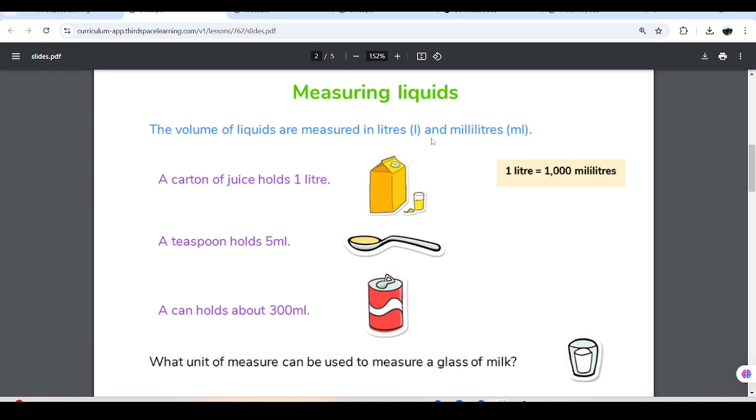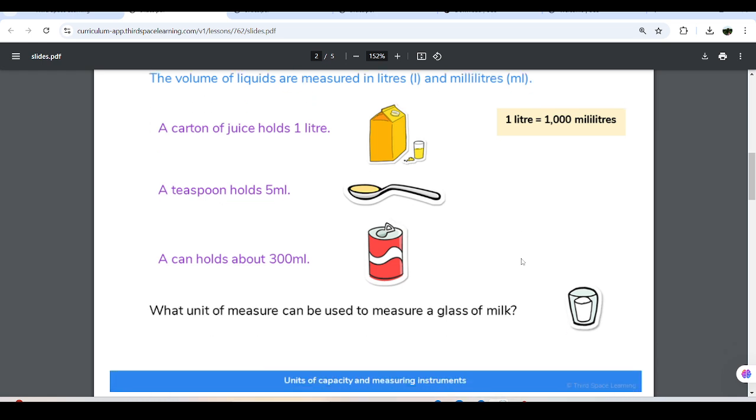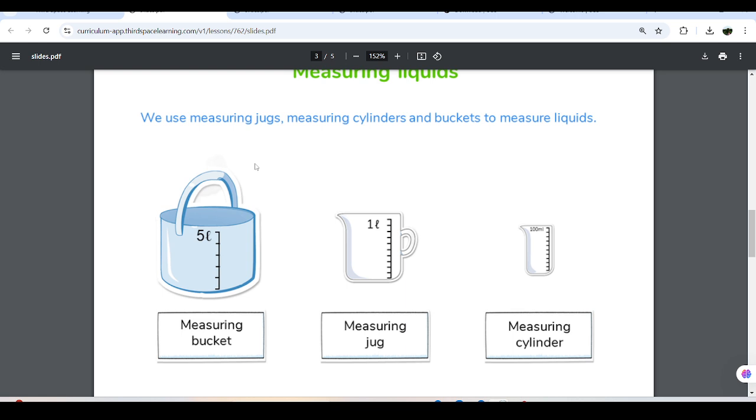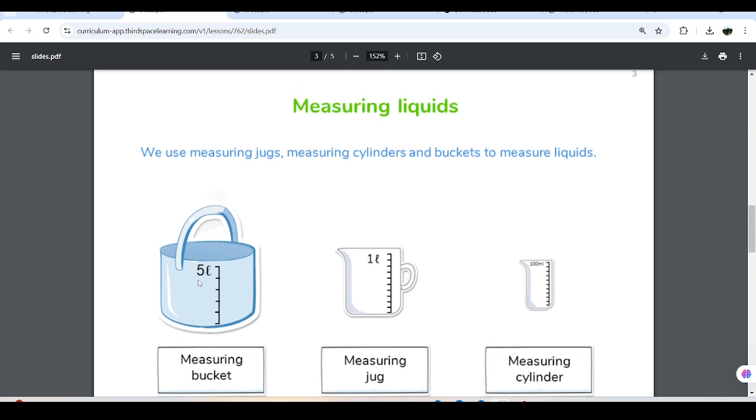In 1 liter, if you compare them, 1 liter is 1,000 times of milliliter. If you combine 1,000 milliliters, that will make up 1 liter. So we use measuring jugs, measuring cylinders and buckets to measure liquids. This is a measuring bucket which is of 5 liter.